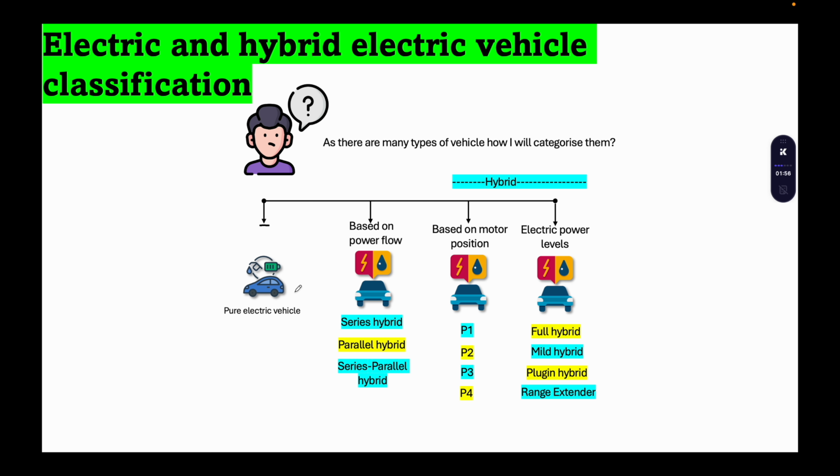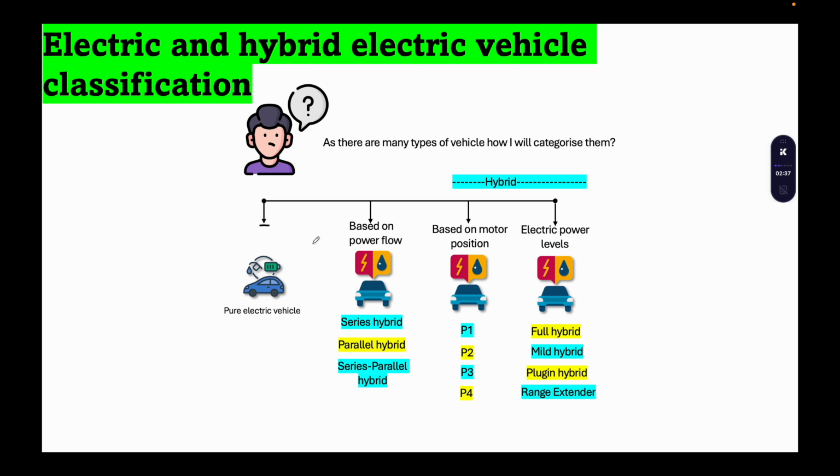But when coming to hybrid electric vehicles, we do have many confusions. What are the different categories of hybrid electric vehicles available, and how should we know which type of hybrid electric vehicle is structured in which way? Based on the classification of hybrid electric vehicles, we have three different categories. The first classification is based on the power flow, that is, how the power flow is happening in the hybrid electric vehicle.